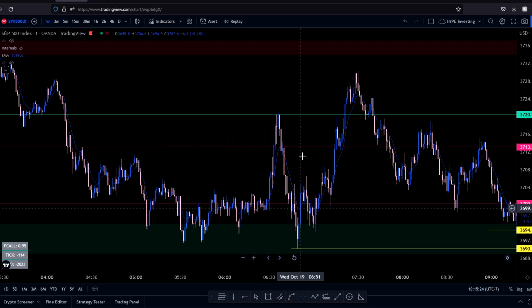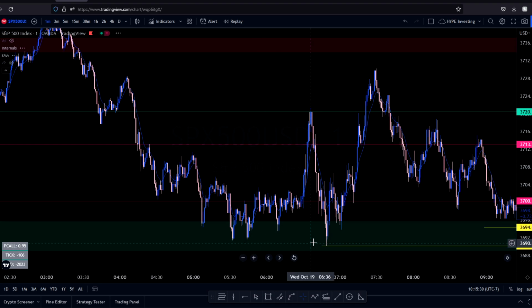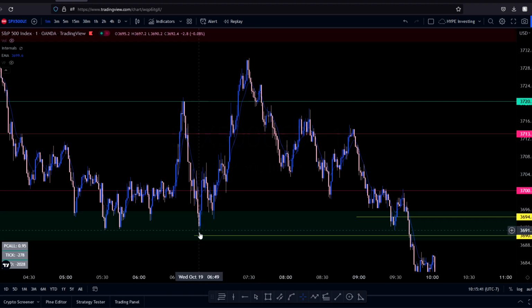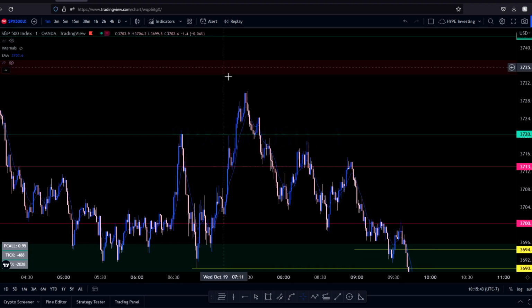I caught a little portion of this, but this zone ended up holding again. There's a lot of support here, and the 3,700 level is a key area. Then in this whole demand zone we got a nice reaction, and this basically became zone to zone trading. You have a demand zone here and a supply zone here. Bounce out of the demand zone, where do we expect to go? Back to the supply zone.